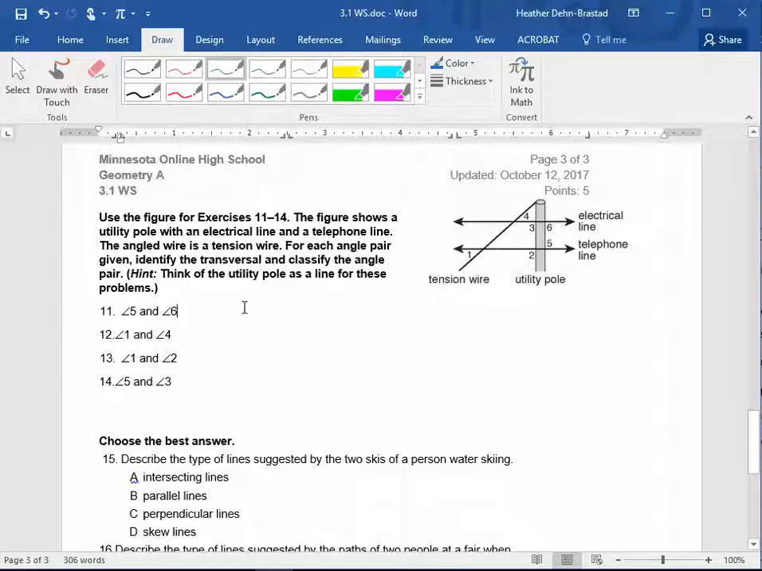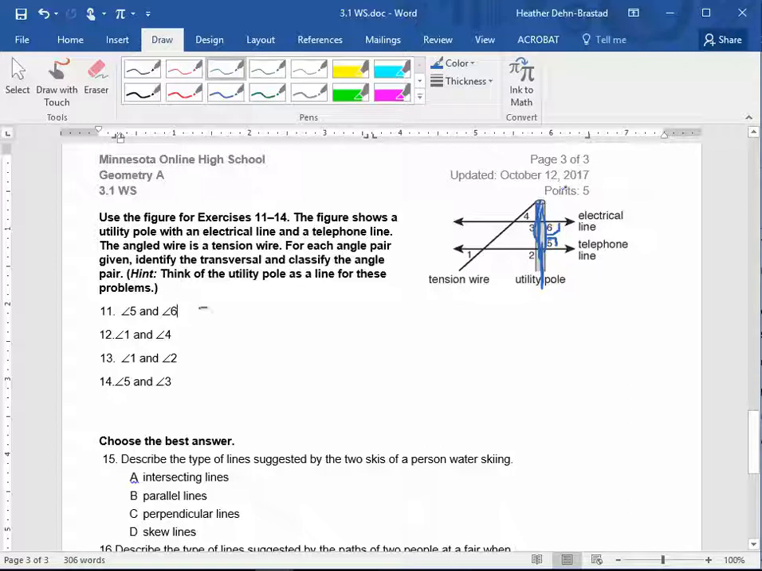So in number 11, we're asked to look at angle 5 and angle 6. So here's angle 5 and here's angle 6. Well, those angles were both formed when the utility pole cut through the electrical line and the telephone line. Well, hopefully it didn't cut through it, but you know what I mean. It's going through those lines, or it's attached to those lines.